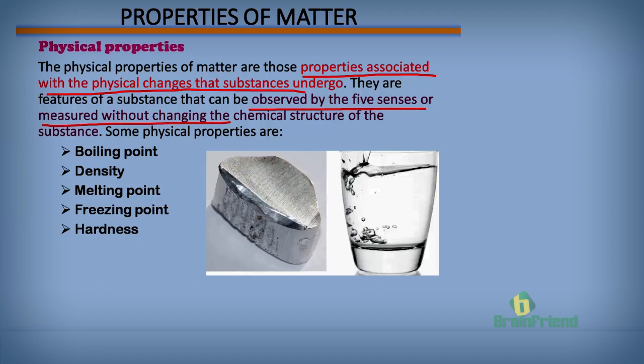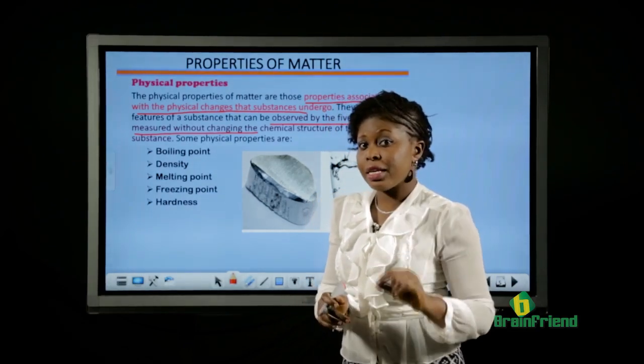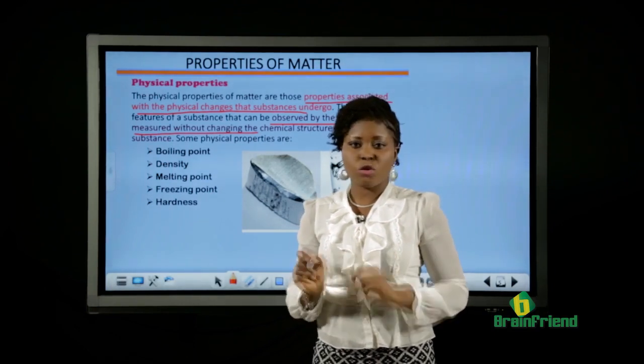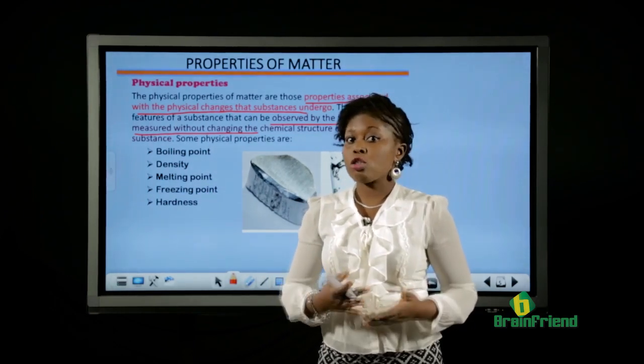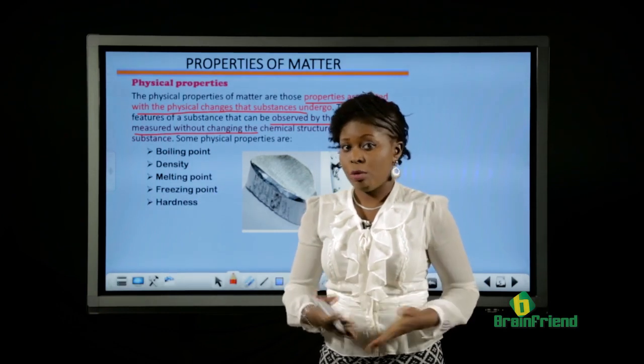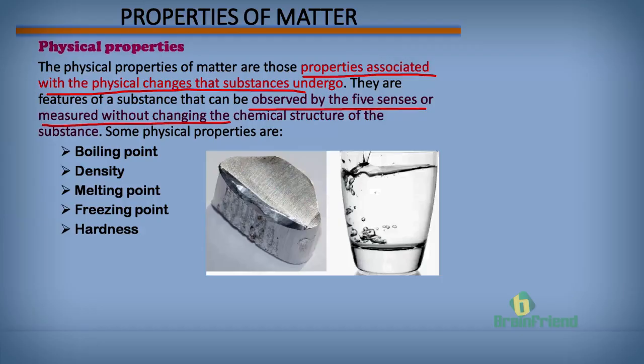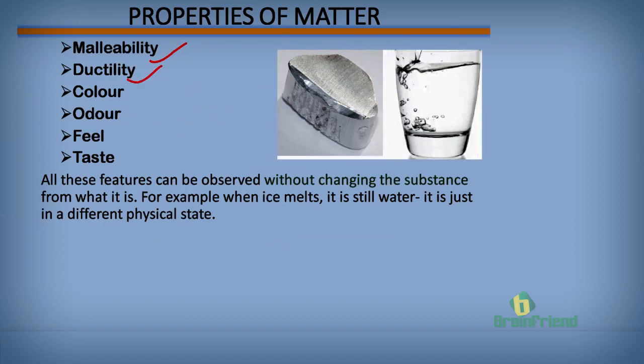Okay, and it also tells us that the physical properties of a substance are those features or characteristics we can see in a substance without changing the chemical structure of that substance. That substance doesn't need to undergo any chemical change for us to see what it is made up of physically. Okay, so some of the physical properties of substances are their boiling point, density, melting point, freezing point, hardness, malleability, ductility, color, odor, feel, taste. Okay, so these are just some physical properties that we can actually identify for substances.